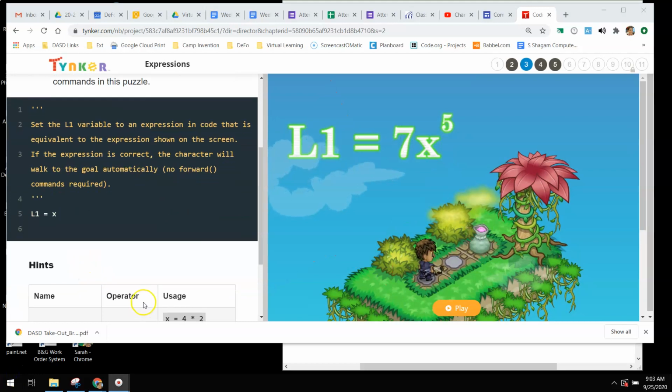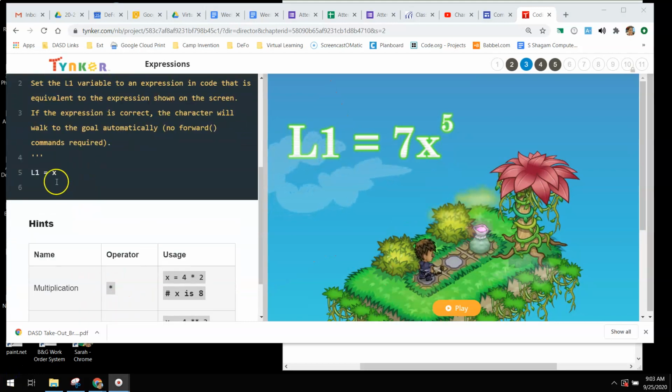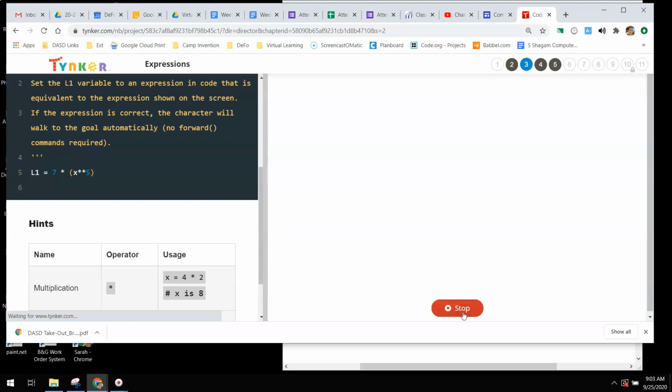Another way to solve that is to use the exponent right here. So you can say 7 times, and then I would put in parentheses here, x star star 5. That means x to the 5th, so that's this part of it.